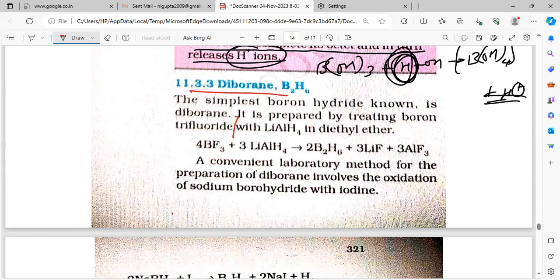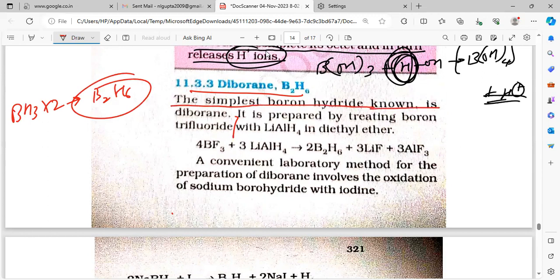Now you see here, the next compound is diborane. This compound is what? Diborane, B2H6. Actually BH3 is there; if you multiply, it will give B2H6. The simplest boron hydride known is diborane. It is prepared by treating boron trifluoride with lithium aluminum hydride in diethyl ether. See, BF3 is there, lithium aluminum hydride is there, which you studied in the hydrogen chapter. So it is giving B2H6.